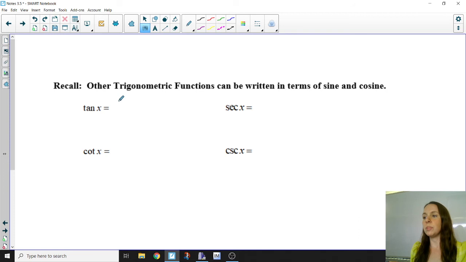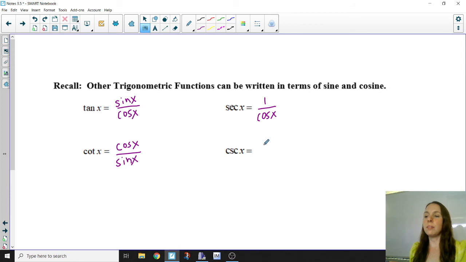So for example, tangent of x can be written as sine of x over cosine of x, right? Secant of x is the same as 1 over cosine of x. It's called the reciprocal function to cosine. Cotangent is the reciprocal to tangent, but instead of writing 1 over tangent, let's just flip what we have right here and write cosine of x over sine of x.